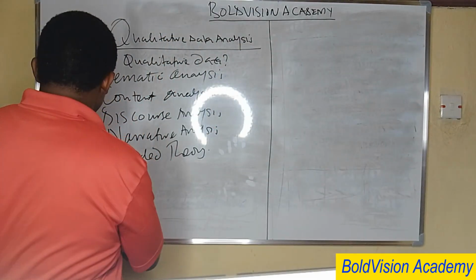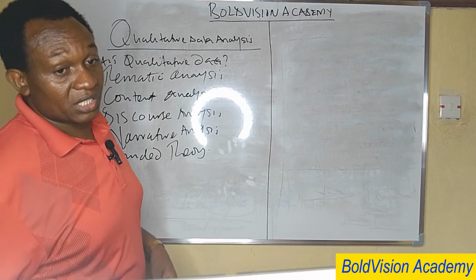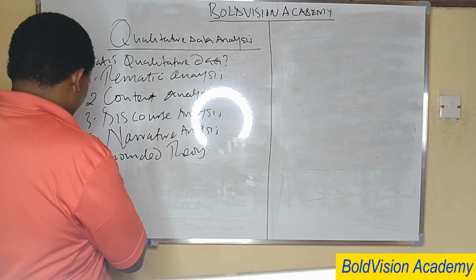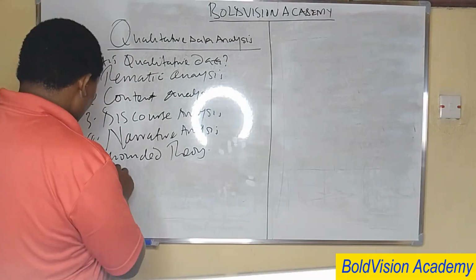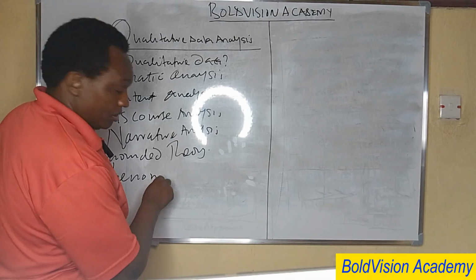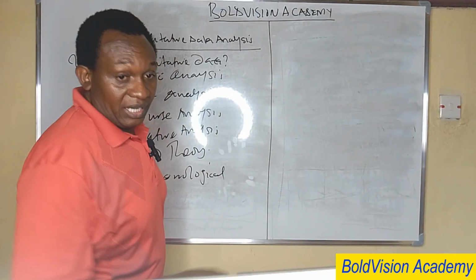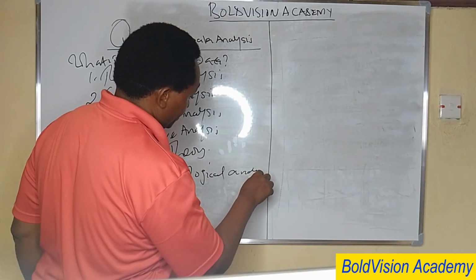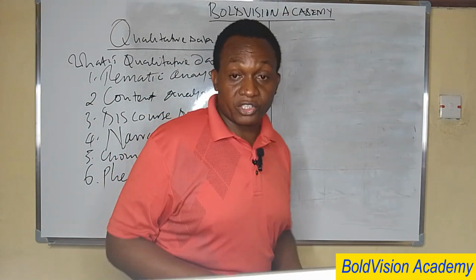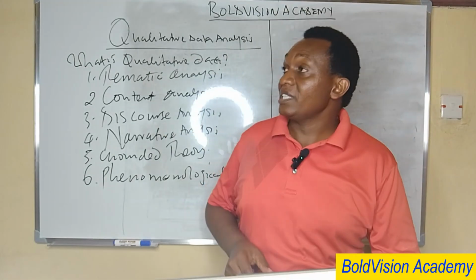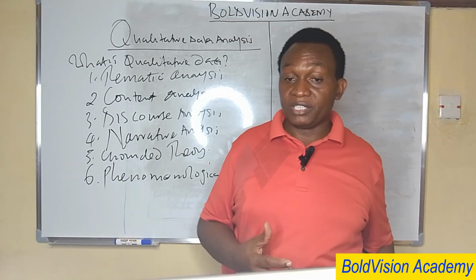So that is why it is called grounded theory, because you start from the ground. Then that takes us to number 6, which is phenomenological analysis. That is phenomenological analysis, best for understanding the lived experience.